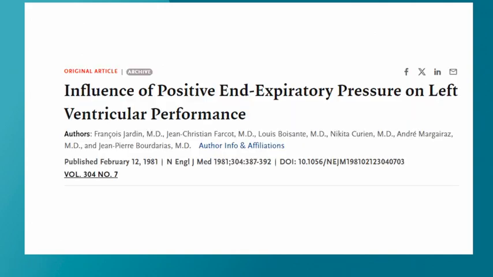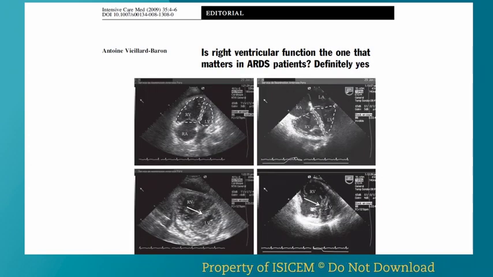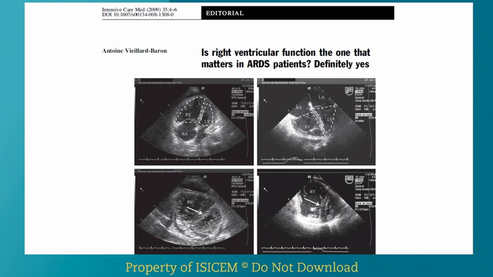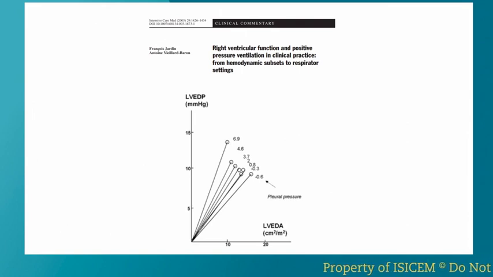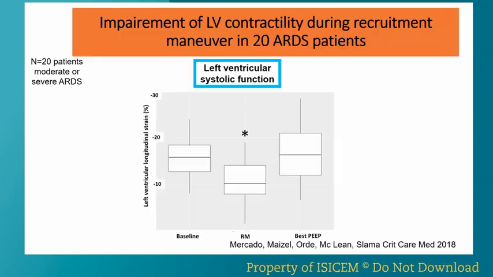And it was well demonstrated a long time ago by François Jardin, in his beautiful paper in the New England Journal of Medicine of 1981. And then, of course, if you look at that, you understand that a big right ventricle will compress the left ventricle, which will be very small. François Jardin and Antoine Vieillard-Baron demonstrated that by increasing the pleural pressure, you decrease the size of the left ventricle, and then you decrease the ejection of the left ventricle, and you induce left ventricular dysfunction, with the left ventricular end-diastolic pressure, which increases.